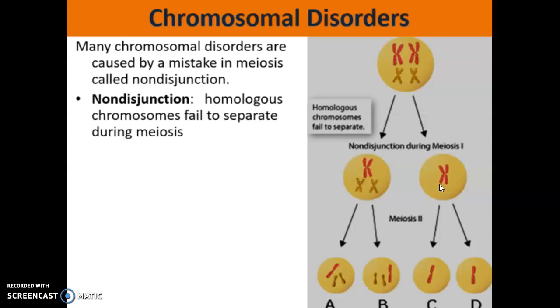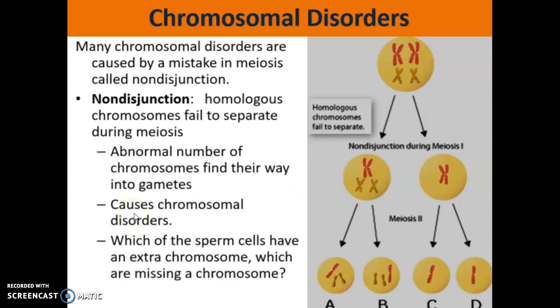Now, if this happens in a male, and the process of meiosis is creating sperm cells, what's going to happen is that at the end of meiosis, when you create these four sperm cells down here, cells A and B are going to have an extra copy of a chromosome. Every sperm cell should have, in this case, two chromosomes, but cells A and B each have three. C and D only have a single chromosome. So they're going to create offspring that have an abnormal number of chromosomes.